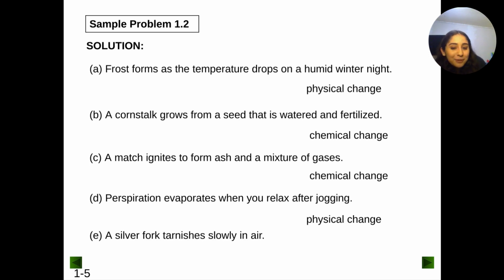E. A silver fork tarnishes slowly in the air. So like I said, what do you think happens whenever a penny rusts? The copper starts to oxidize. So it is a chemical change. If you got those right, congratulations, because I think I may have gotten one or two wrong on my first try.